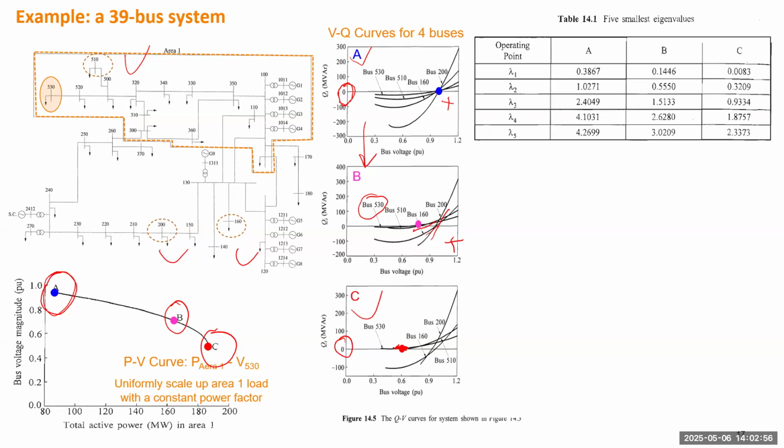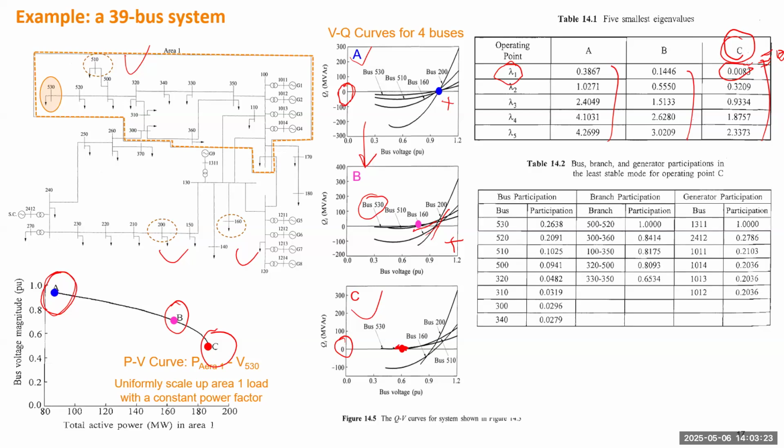If you calculate eigenvalues, we can pick the smallest 5 eigenvalues. Definitely for each condition, you have a group of eigenvalues. At the critical condition, you see the smallest eigenvalue, lambda 1, is very close to 0. That indicates a critical condition.